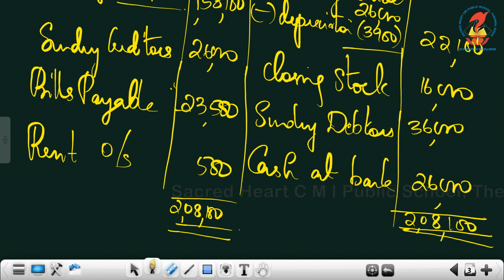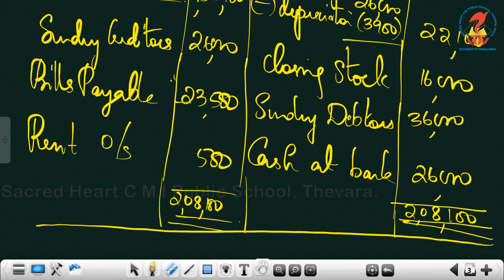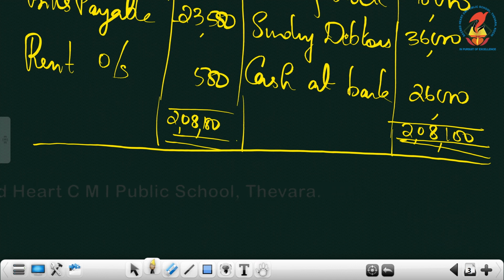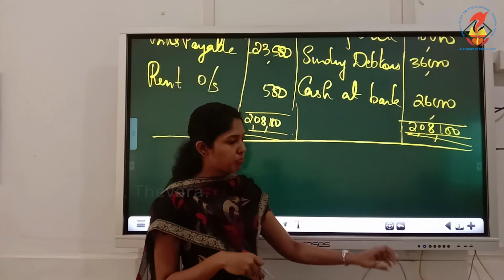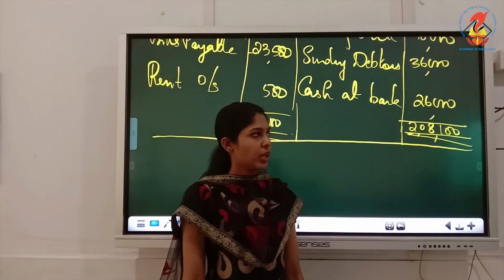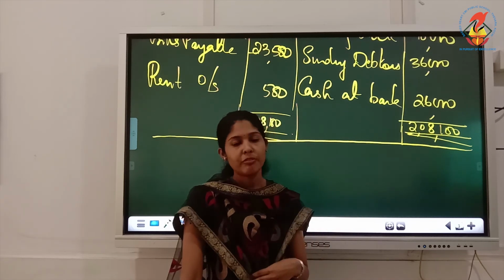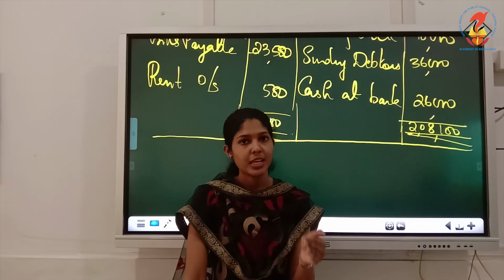See, for exam you have to add both sides. Don't simply add the liability side and write the same on the asset side. You will not be getting full marks if you have missed out any item. Understood? So you have to check both sides separately, see whether it tally. Okay. So this is how we have to do the final accounts of financial statements with adjustments.